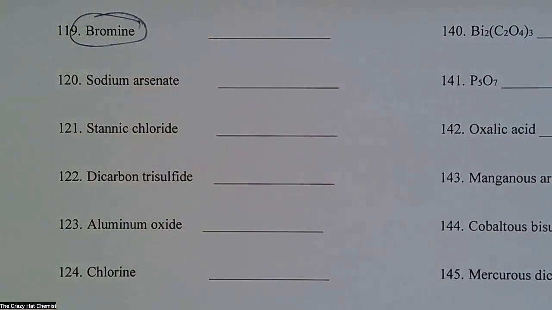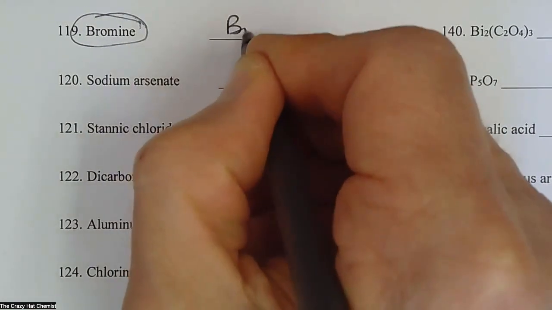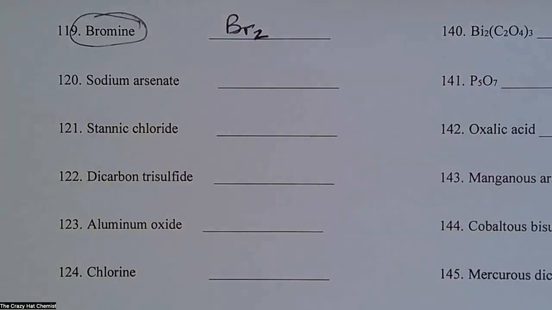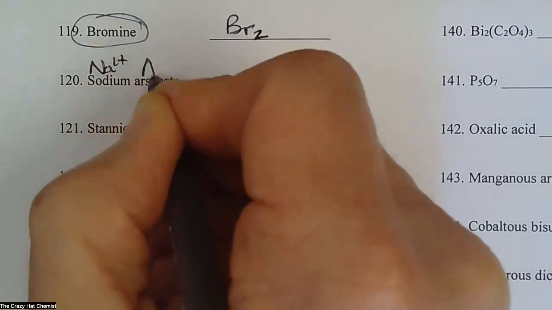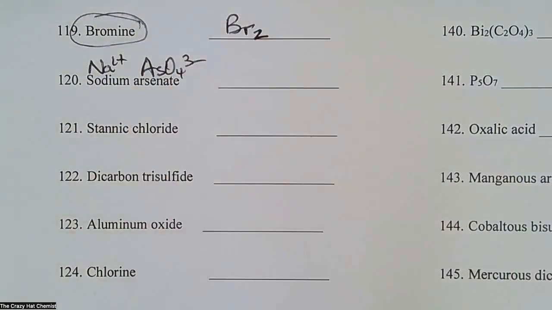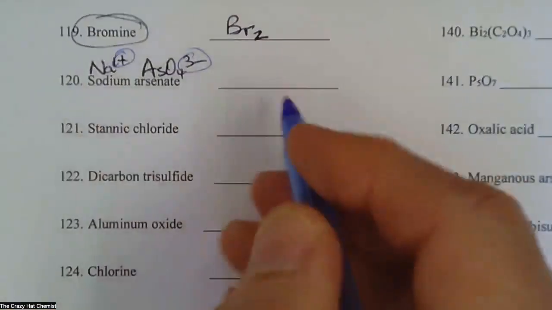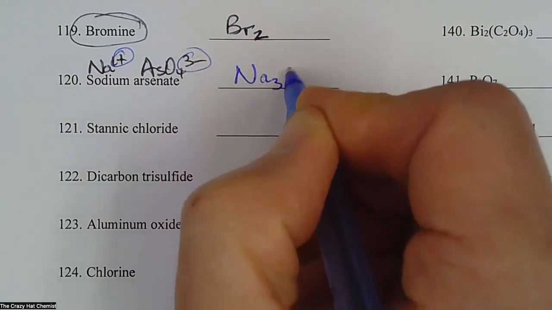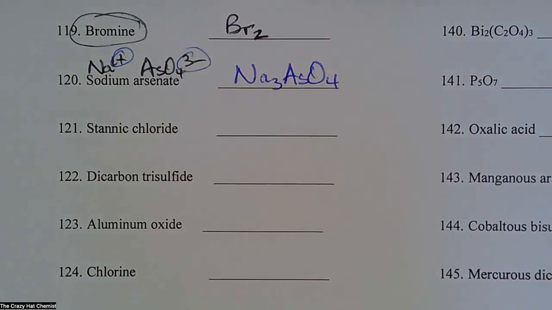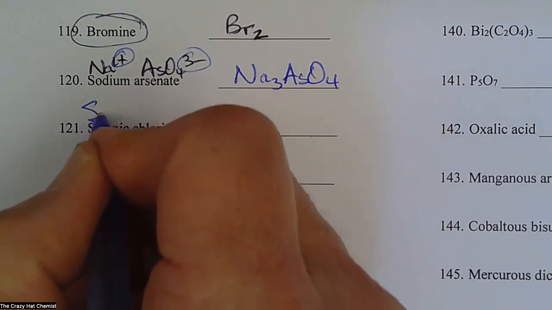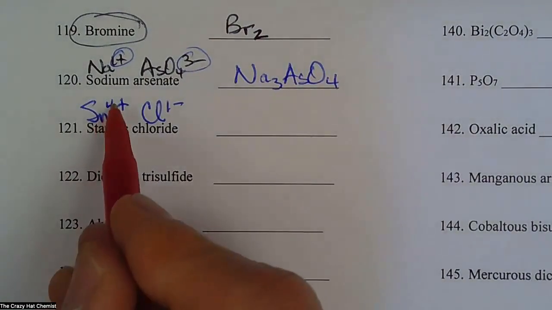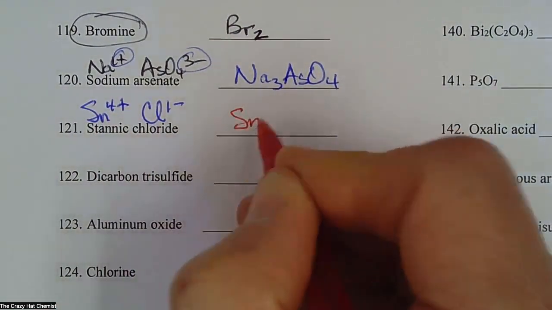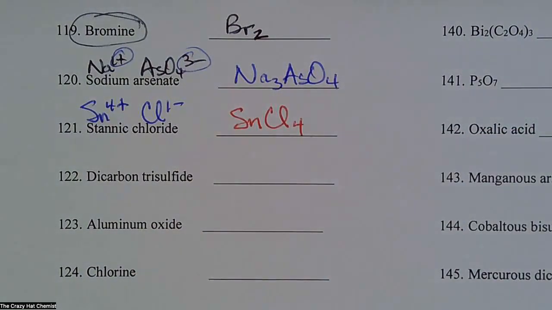Bromine. That is a name of an element that's on the periodic table, but is one of the diatomics. So that's Br2. So sodium arsenate. Sodium is Na1 plus, arsenate is AsO4 3 minus. I'm going to take the absolute value of these two numbers, flip, bring it down. I get Na3AsO4. Stannic chloride, that's Sn4 plus, Cl1 minus. I'm going to take the absolute value of these charged species, flip the numbers, bring it down, then SnCl4.